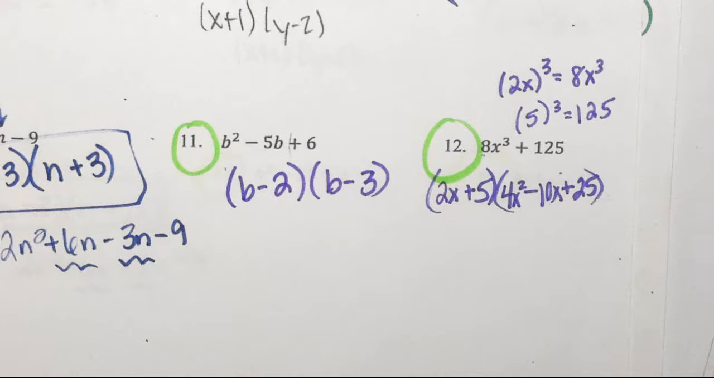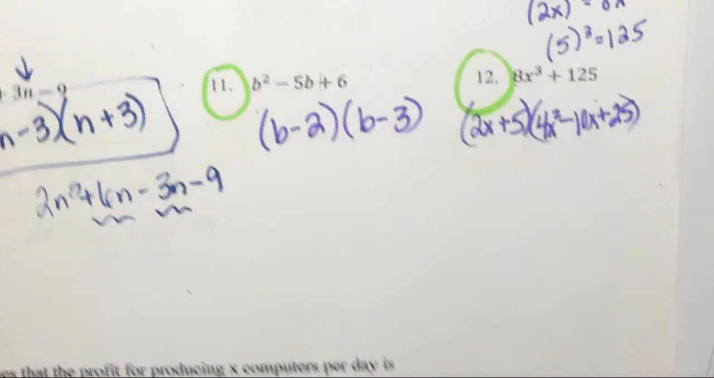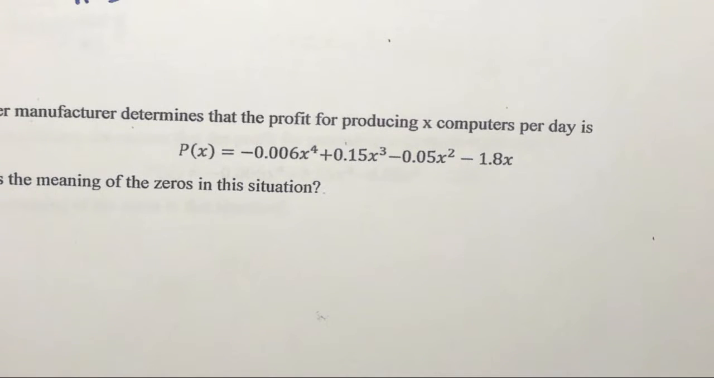There is a cubes on the test tomorrow. Okay, let's talk about the test. Well, let's do 13 and then we'll talk about the test. Okay, 13. Let's graph it. It says a computer manufacturer determines that the profit for producing X computers per day is this. What is the meaning of the zeros in this situation? So let's graph this function.